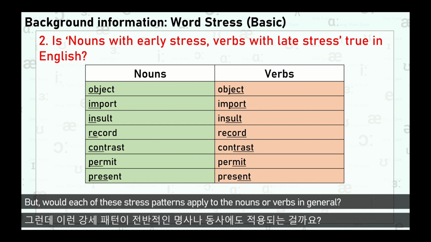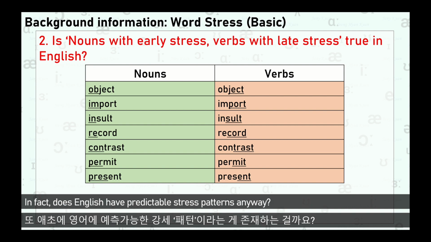But would each of these stress patterns apply to nouns or verbs in general? In fact, does English have predictable stress patterns anyway?